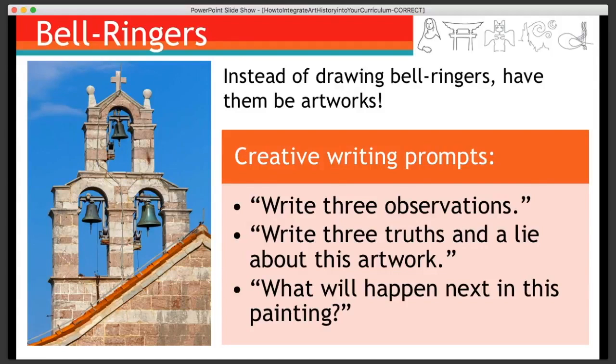But, you know, write 3 observations about an artwork. Usually, with my ELL students, that's what I do: write 3 things you notice. That's it, because their writing and language skills are not as strong, and sometimes that's all they can do. And sometimes you can't even read it, with my middle schoolers, but they're still thinking about it and writing it. You can also have them write 3 truths and a lie about the artwork, or what will happen next in this painting.